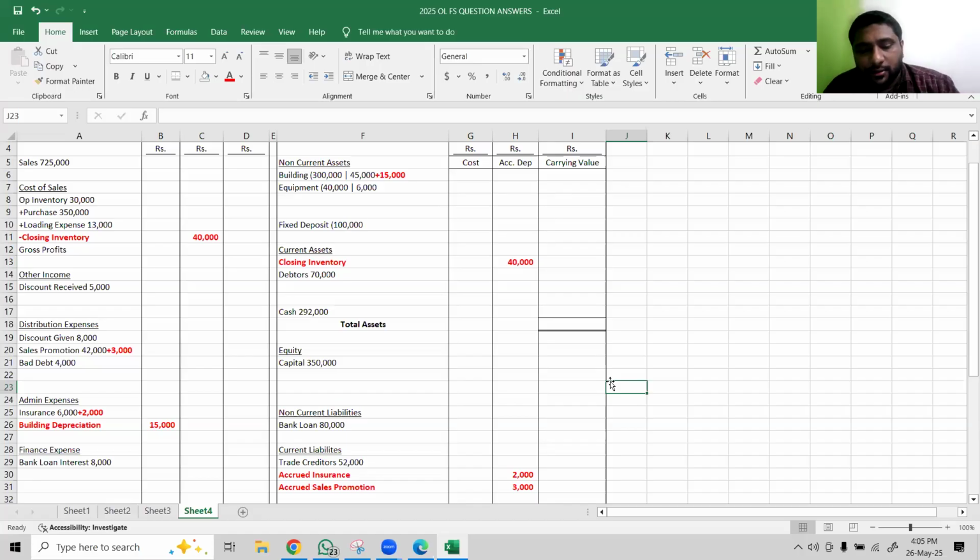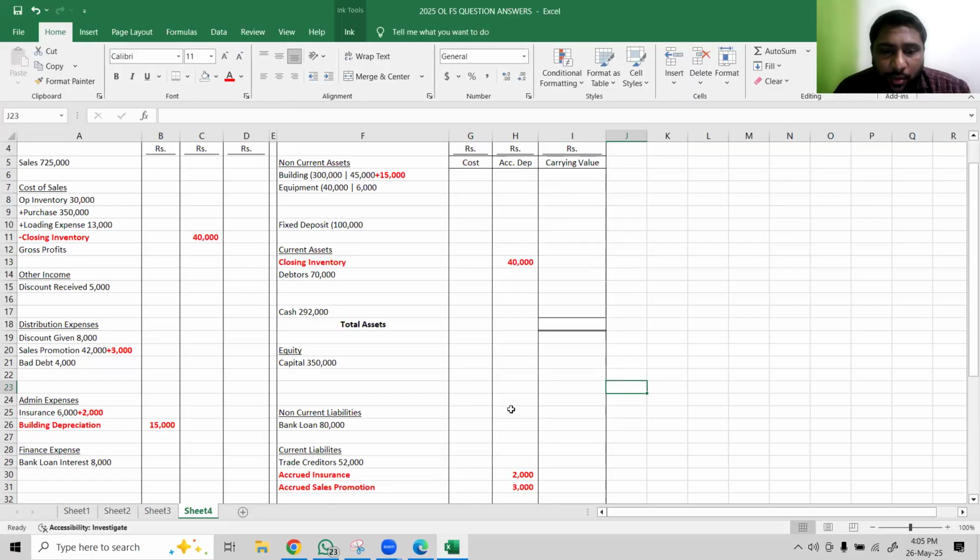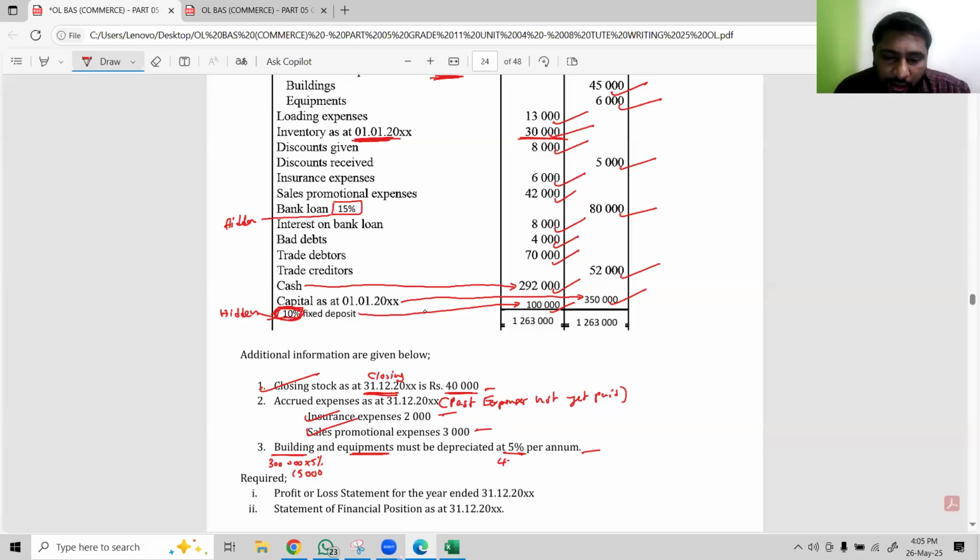Okay, next one. Equipment depreciation. Equipment cost is 40,000, 5%. So it is 2,000. How did I get it? 40,000, 10% is 4,000. 4,000 again half it, 2,000.